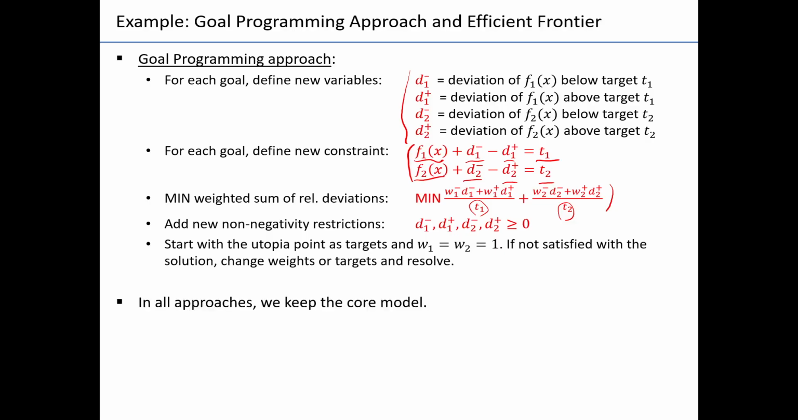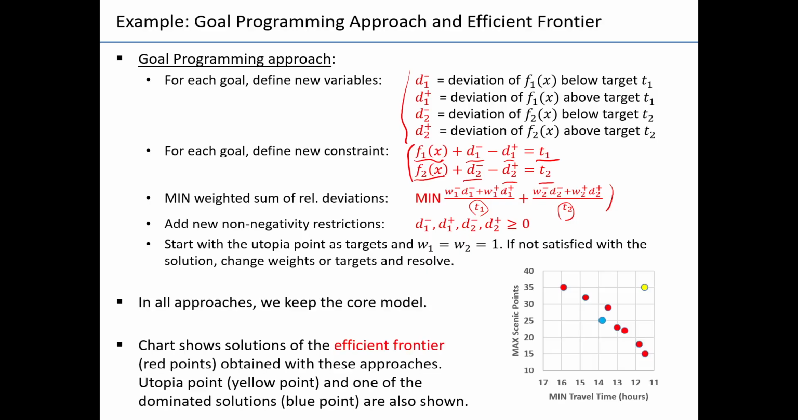So overall, remember, in all approaches, we kept the core model, and this is the picture we obtained. We got this set of efficient solutions. Actually, these are all efficient solutions in this problem. There are 7 of them. Remember, the yellow point is actually the utopia point, which we used as a target. So I'm just showing it here.